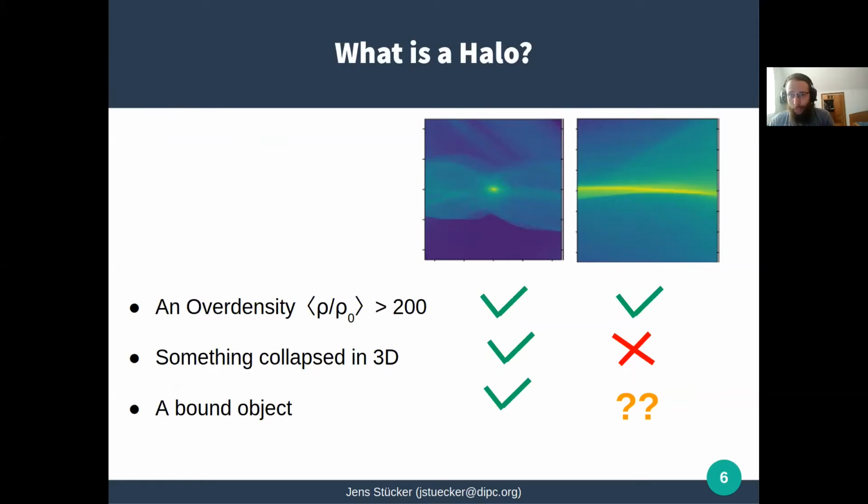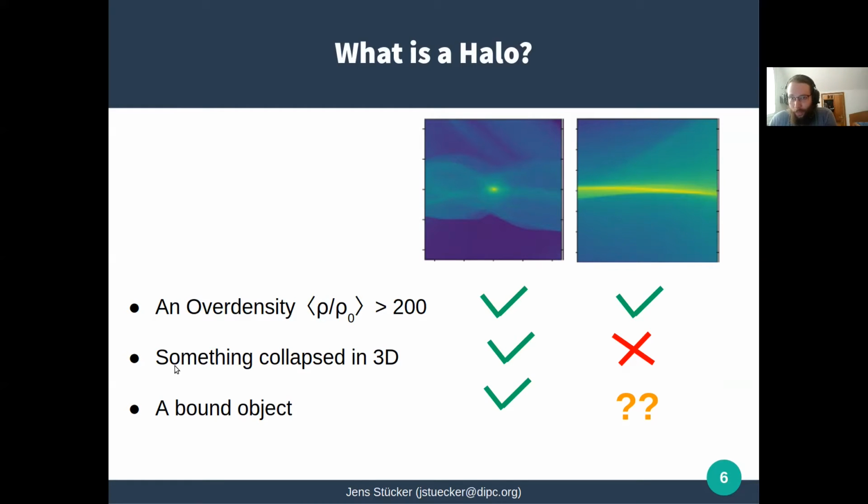I think there are roughly three different answers one might give to this question. The most common answer is to say a halo is just an overdensity. For example, one can put a density threshold, say the mean density in an object should be 200 times the mean density of the universe, and then it's a halo. According to that definition, the thing on the left side is a halo, but also the thing on the right side, because you can have very high overdensities outside of halos. For example, in caustics, the density field can even diverge. Such things exist, but I wouldn't want to call them halos anyway.